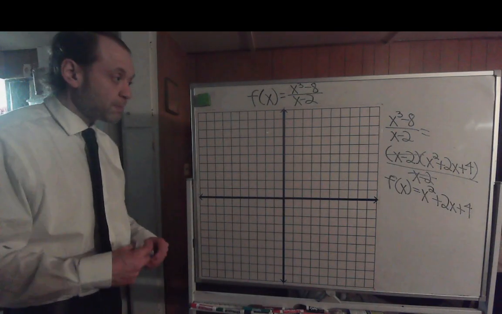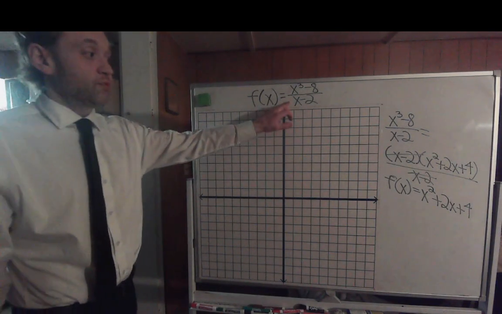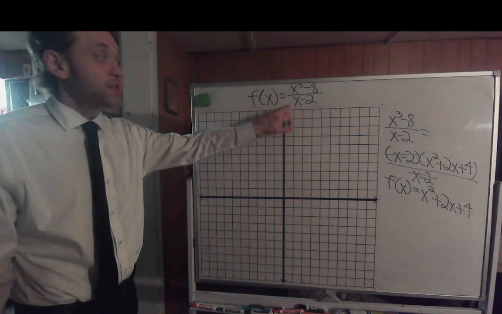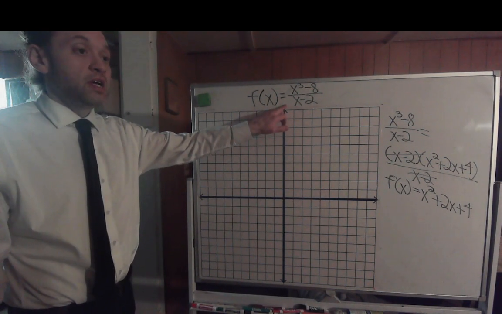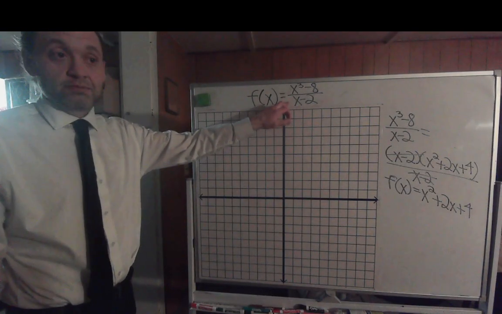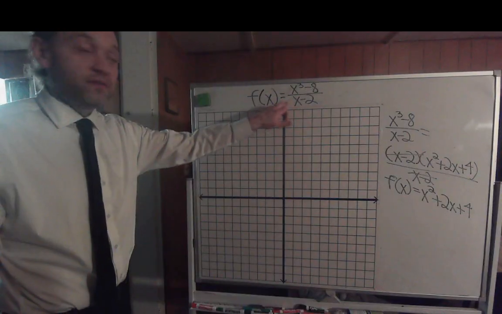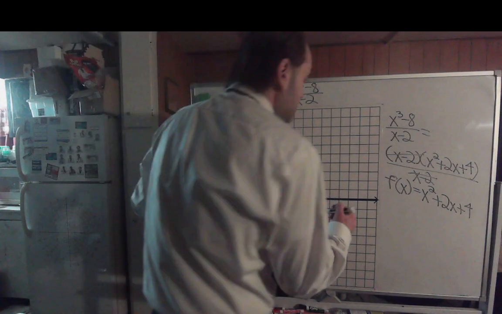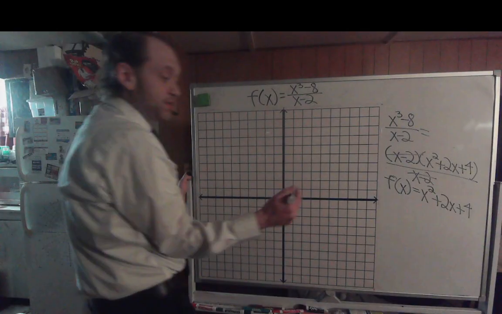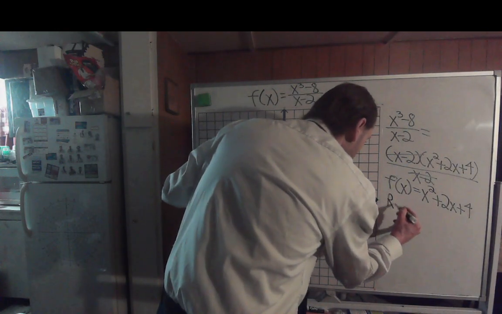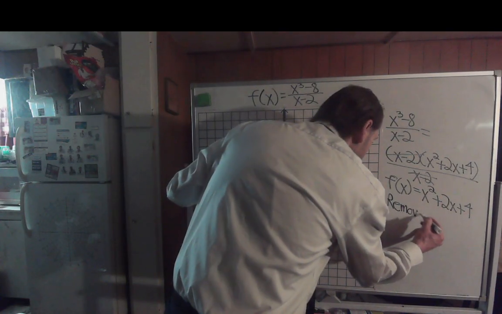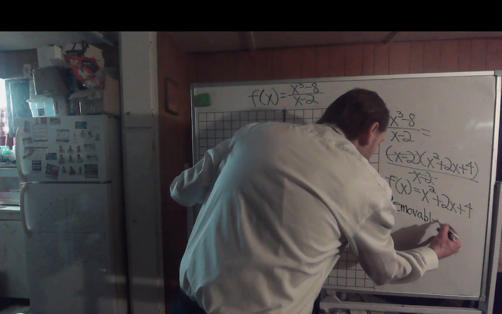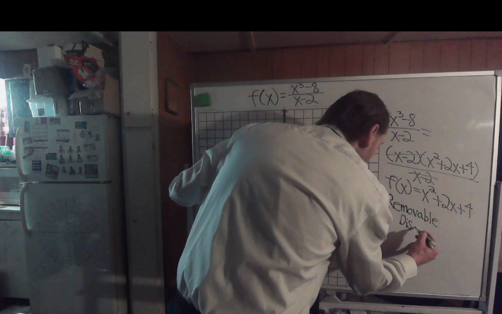However, let's go back to the original equation. The original equation, you would have had a vertical asymptote at x equals 2. It's still undefined when x is 2. But since you were able to cancel out the denominator, you have a removable discontinuity at x equals 2.